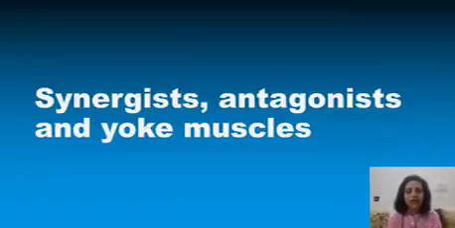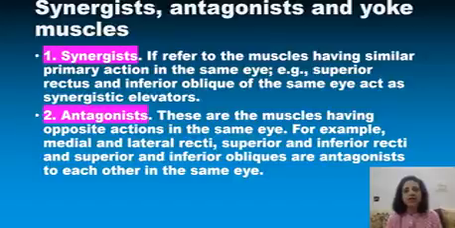Now, what are synergists? In the movement of the eye, which muscles will be known as synergist, which will be antagonist, and which will be the yoke muscles. Synergists are the muscles having similar primary action in the eye. That is, superior rectus and inferior oblique of the same eye will be the synergist elevators.